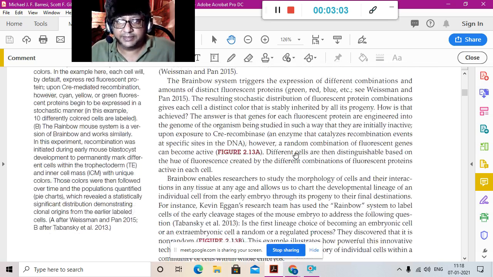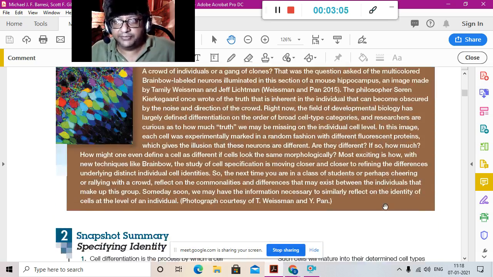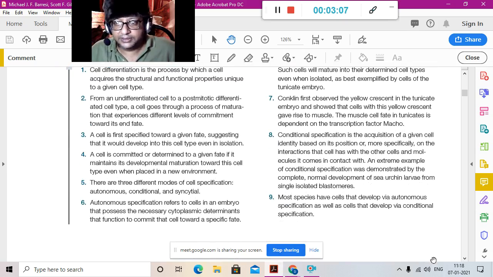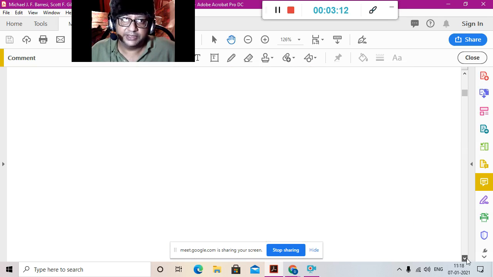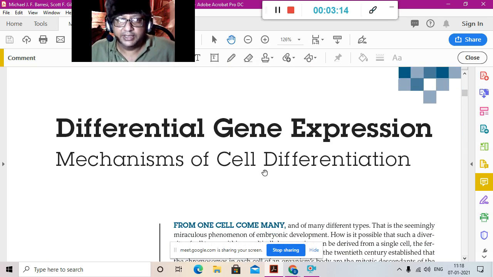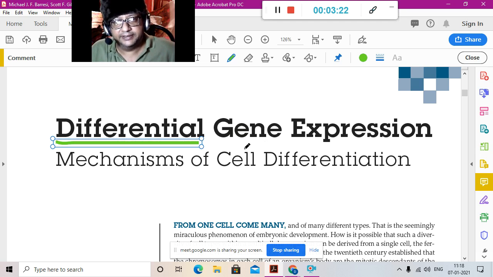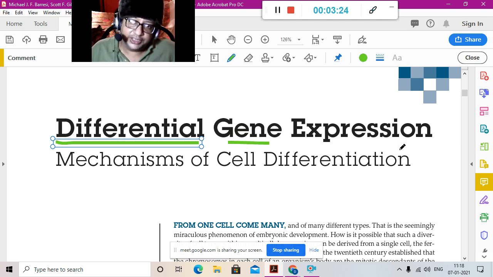Okay. Specifying identity. We had finished pattern formation. So now we are going to study differential gene expression. That is chapter 3 over here. So the word differential means different. The word gene, you know, gene and its expression.